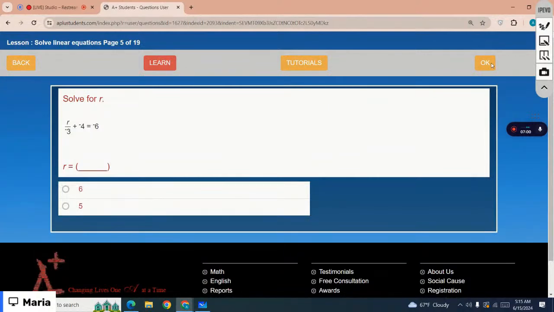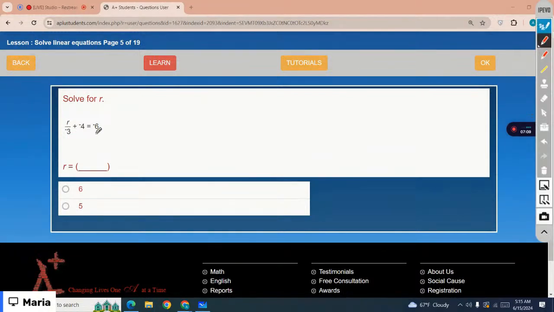Solve for r. Okay, let's just see. r divided by negative 3 plus negative 4 equals negative 6. r divided by negative 3, move negative 4 to the other side, so that would be negative 6 plus 4. So r divided by negative 3 equals negative 2, so r equals negative 3 times negative 2, that equals 6. So the correct option is 6. Option number 1 is the correct option.